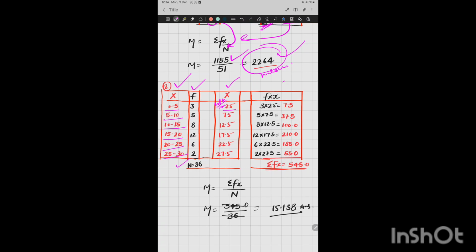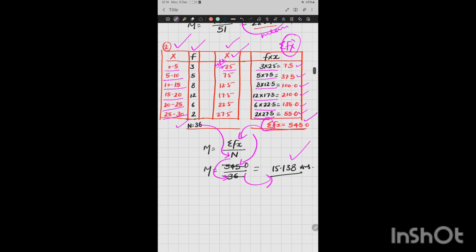The next step to find sigma fx is that you find a series of fx. And how will you find that? You multiply f with the single series of x, which you have recently found. So you multiply both of them like we did in the earlier questions, and you have the answers as 7.5, 37.5, 100.0, 210.0, 135.0, and 55.0. You add everything, and you have the value of 554. That becomes your sigma. Now put it into the formula, sigma fx is 554, and n is 36. When you calculate this, your answer will be 15.138.